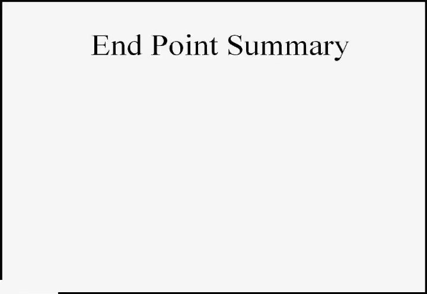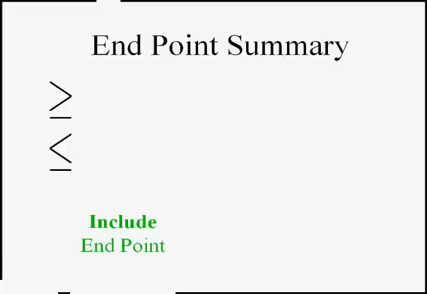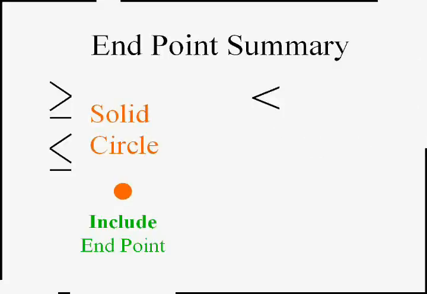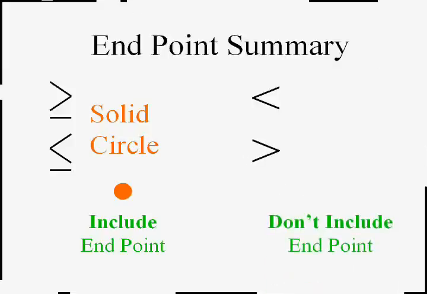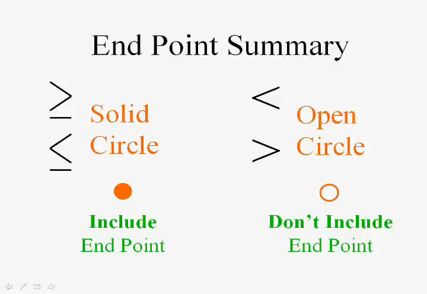So in summary, if we have a greater than or equal to, or a less than or equal to, that means we want to include the endpoint. I hope you know we're going to have a solid circle. But if we have a less than or a greater than, and we don't want to include that endpoint, how do we represent that? With an open circle. Okay?